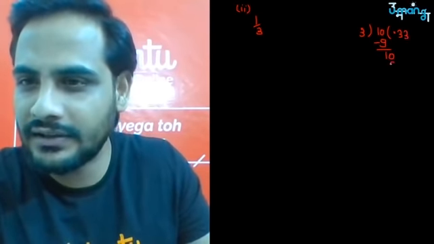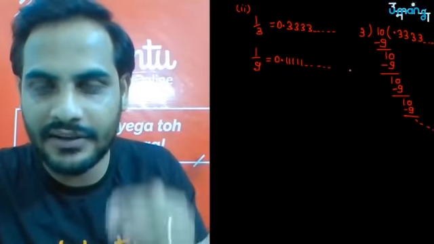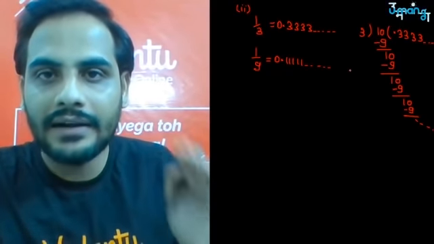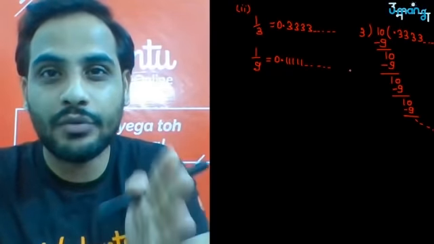So 1 by 3 is 0.33333 and so on. 1 by 9 will be 0.11111 and so on. So these are the second type of category in which the number of digits after decimal are never ending. That means you cannot count how many digits are present after decimal. There are infinite digits after decimal. Got it? So first thing is infinite digits after decimal. That means the division will never get over.